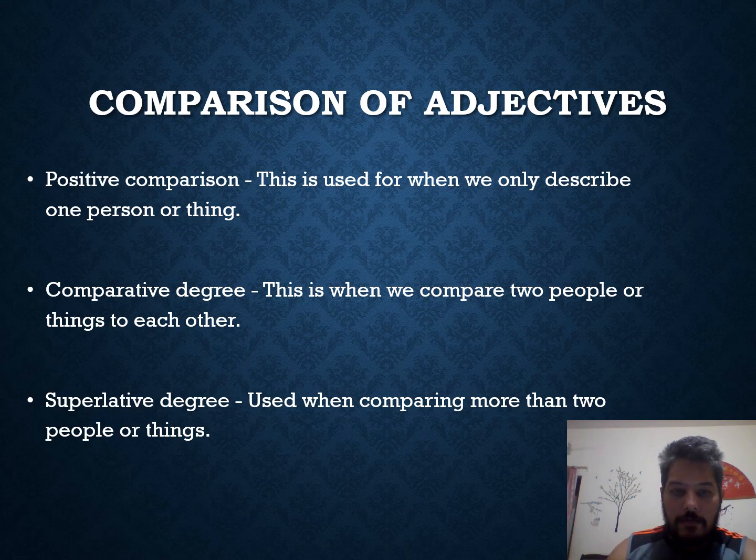Comparison of the adjectives. Positive comparison. This is used when we only describe one person or thing. Comparative degree. This is when we compare two people or things to each other. Superlative degree. Used when comparing more than two people or things.